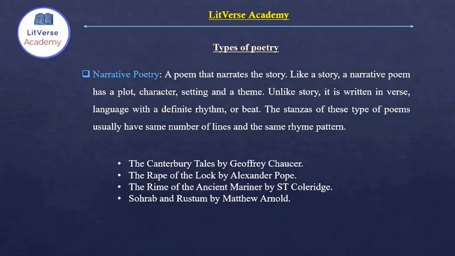Here are examples of narrative poems: The Canterbury Tales by Geoffrey Chaucer, The Rape of the Lock by Alexander Pope, The Rime of the Ancient Mariner by Coleridge, and Sohrab and Rustam by Matthew Arnold. So in short, narrative poetry is a dynamic and engaging genre that combines the artistry of poetry with the storytelling power of prose.